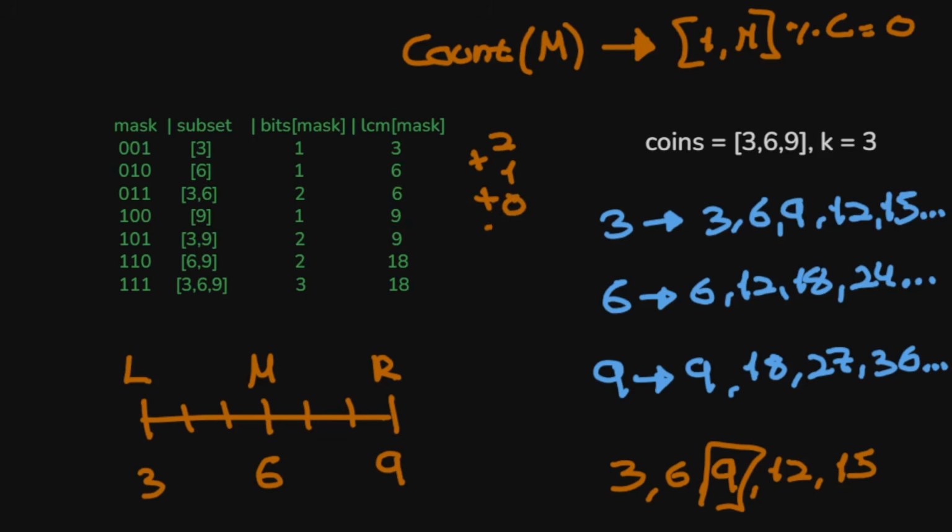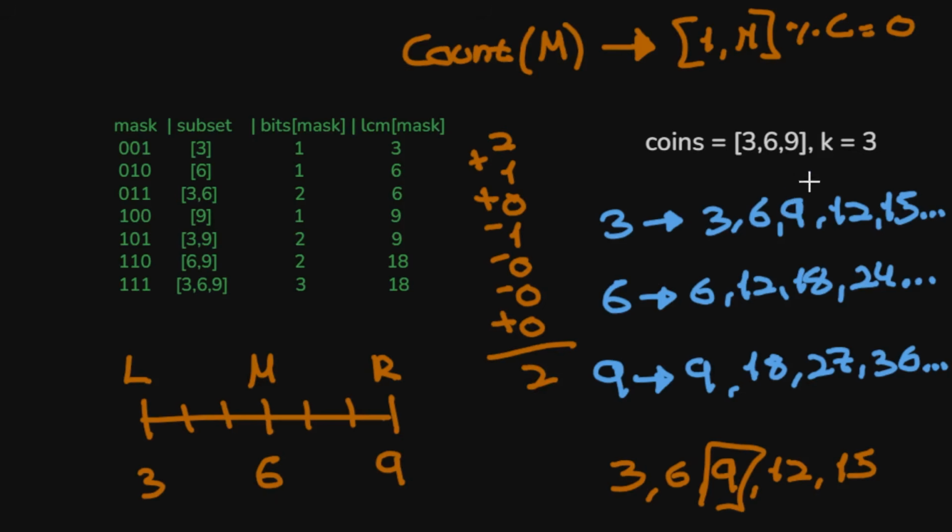is 0. Then we need to subtract contributions of combinations of 2 elements, meaning these 3. So we do 6 divided by 6, and this is 1. Then 6 divided by 9, the result is 0, and 6 divided by 18, the result is 0. Then we need to add contributions of combinations of 3 elements. So we do 6 divided by 18, this is 0. And the final result is 3 minus 1, meaning 2.